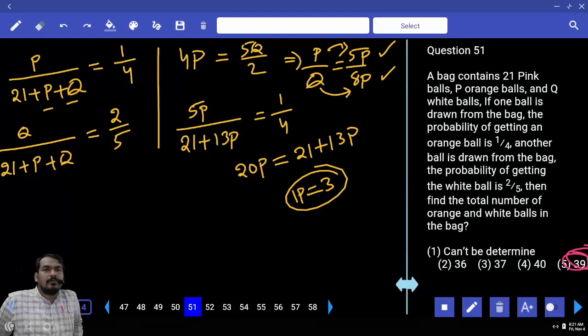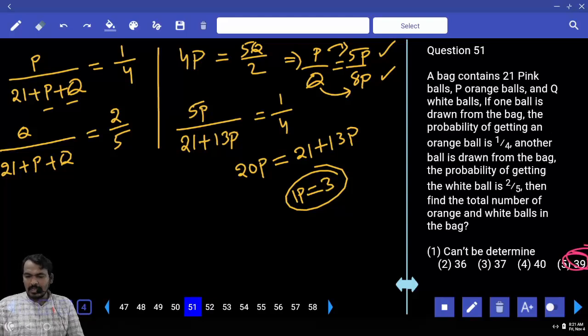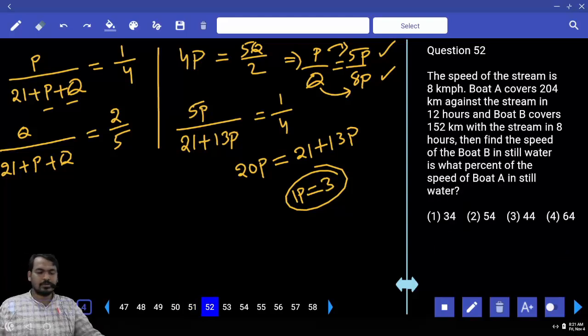If none of these are given, in that case we require exact value or not? Next question number 52. Answer 3 or 13? 39. 39.